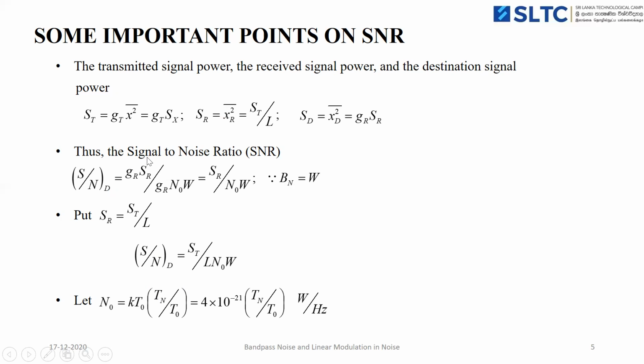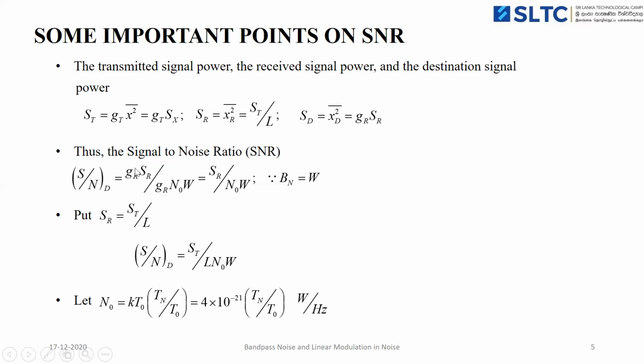So therefore, we can find out the signal to noise ratio. The signal to noise ratio at the destination is the ratio of the signal power to the noise power at the destination, denoted by S by N at D, which is equal to the signal power SD equals GR into SR. We have to substitute. The noise power ND equals the product of GR, N naught, and W, where W is the bandwidth of the filter, BN equals W. So the GR will be cancelled. Finally, we get the signal to noise ratio at the destination equal to SR by N naught into W.